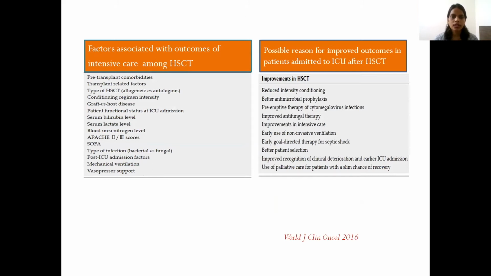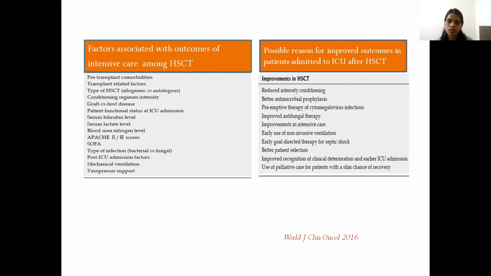So these are like the pre-transplant comorbidities of the patient, the transplant related factors, that is what type of transplant, whether this is allogenic or autologous, then the conditioning regimen intensity, development of graft versus host disease, and the functional status at the time of ICU admission, the severity of illness score, that is the APACHE and the SOFA score, involvement of organ systems like serum bilirubin level, serum lactate level, etc.